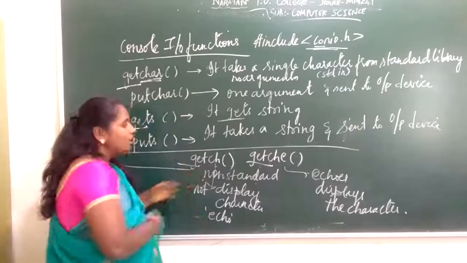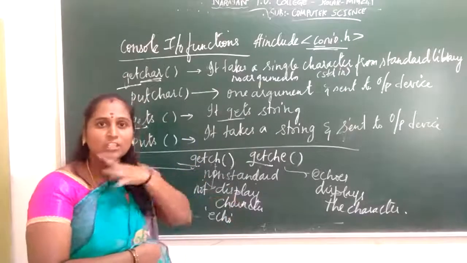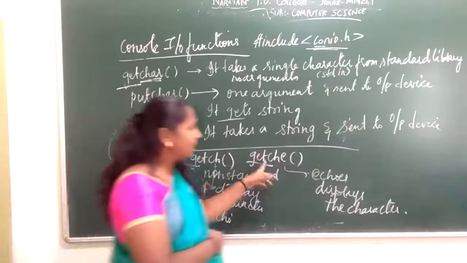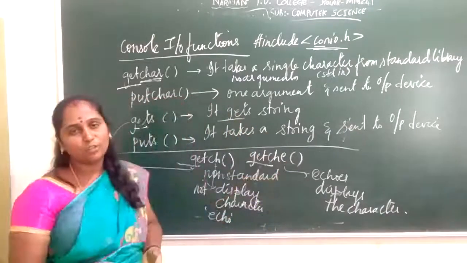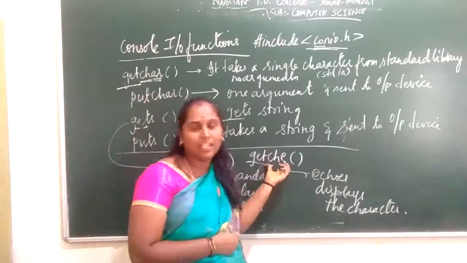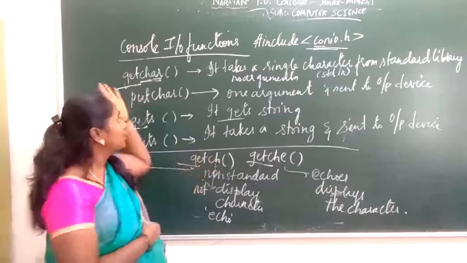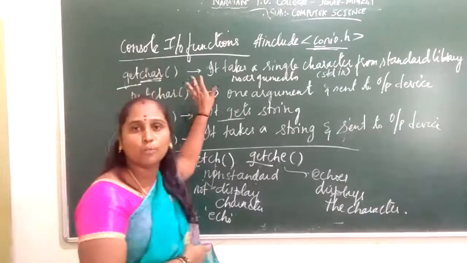But getch does not echo the characters, it does not display the characters on the screen. But getche, where e stands for echo, displays the characters on the screen. That is the difference between getch and getche. So these are the library functions and the console input output functions.